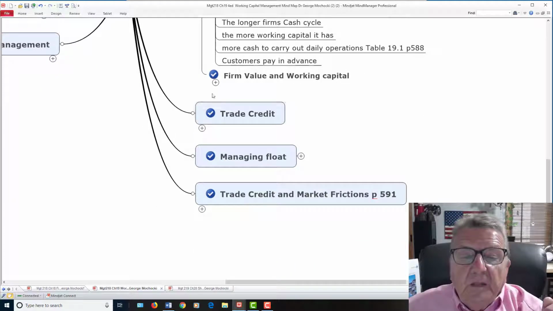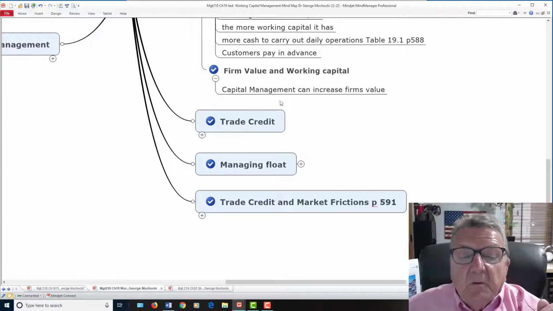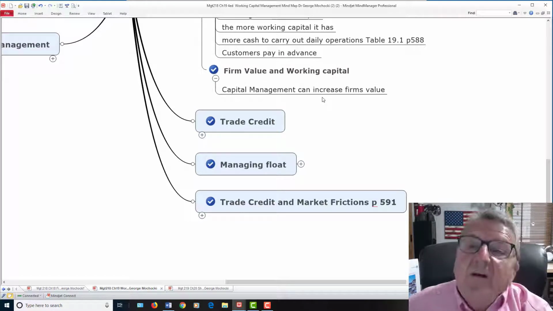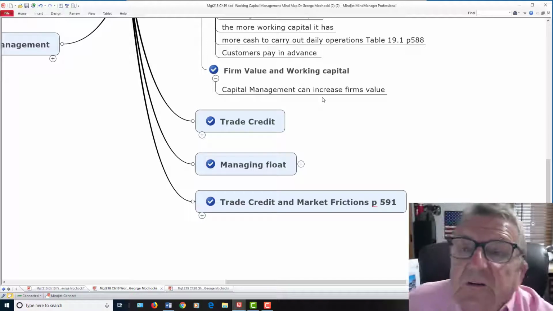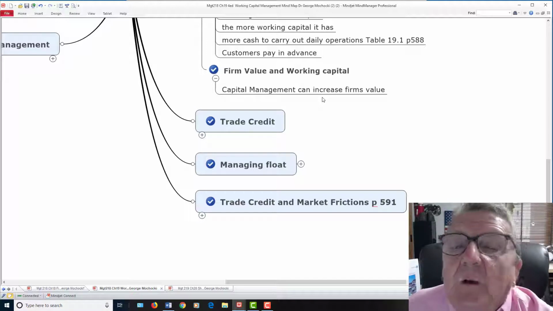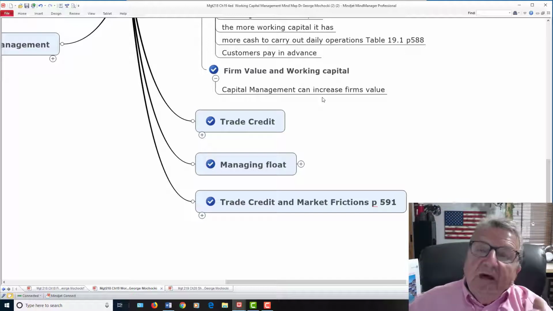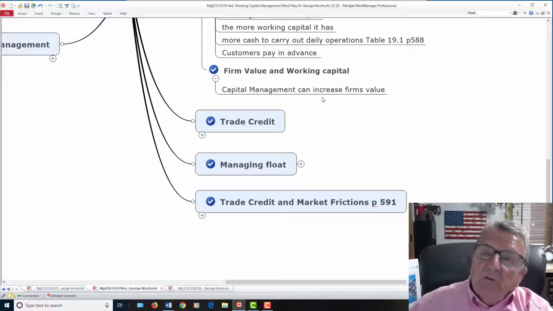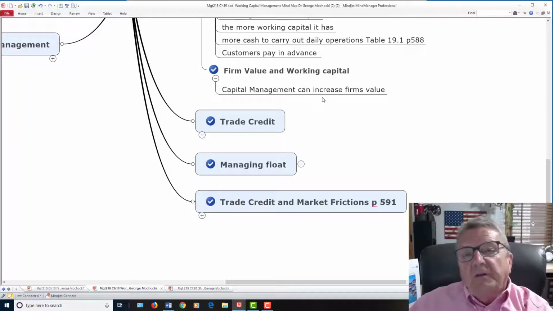Okay, firm value and working capital. Working capital management can increase the firm value. If I have more money, my organization's value is better because I don't have the loans. I don't have anything else. I can cover what they call opportunity costs. If I have a line of credit and I have to pay 5%, 6%, whatever the interest rate is, that cash is no longer available to me. It's like it's taken out.